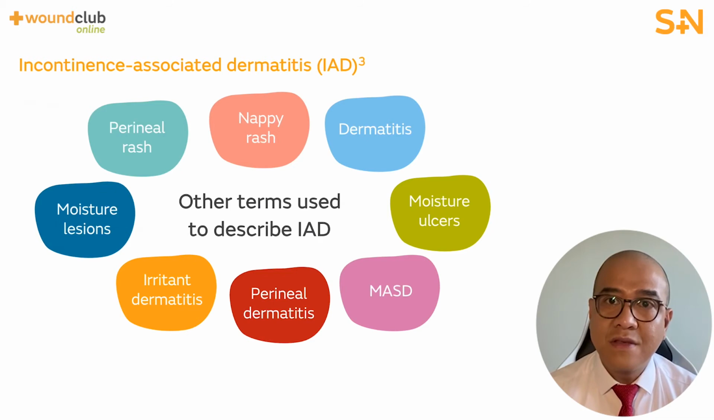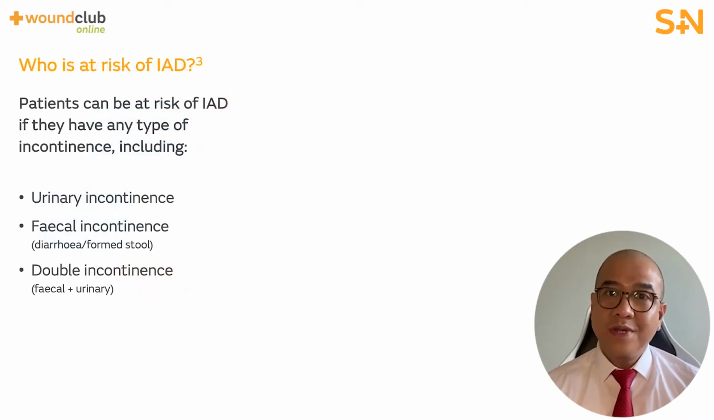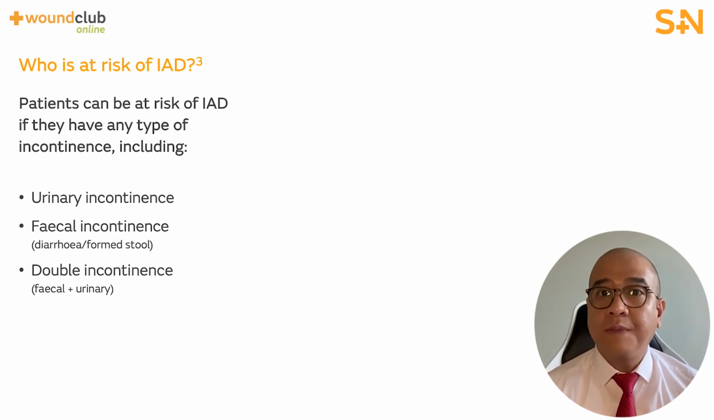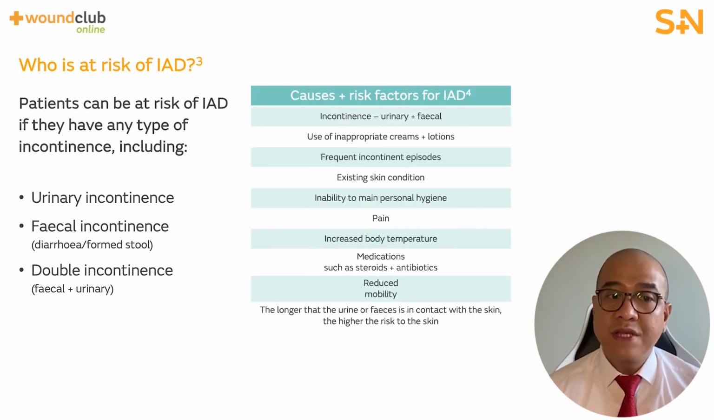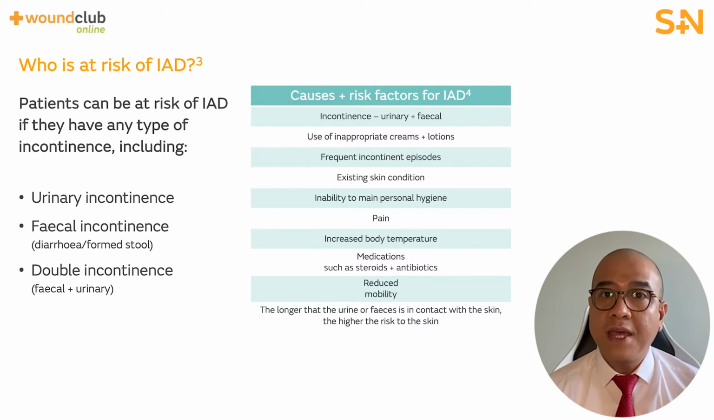reporting skin damage. So, who is at risk of developing IAD? In short, any patient who suffers from incontinence is at risk of developing IAD, including patients with urinary, fecal, and double incontinence. There are also a number of risk factors which can put a patient at risk of developing incontinence, and therefore at risk of IAD, including poor skin condition, compromised mobility, and side effects from medications.